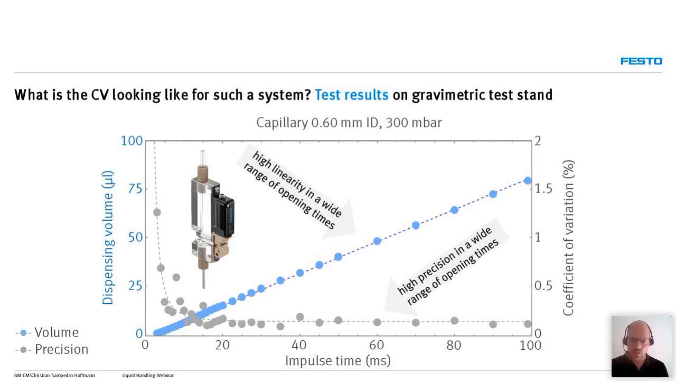You see there's also a linearity, so it depends on how long the impulse time is, so how long the valve is open, and you see there is a very linear curve where these values are. So you can calculate very easily which time and pressure you want to set up to get the volume you want to dispense.